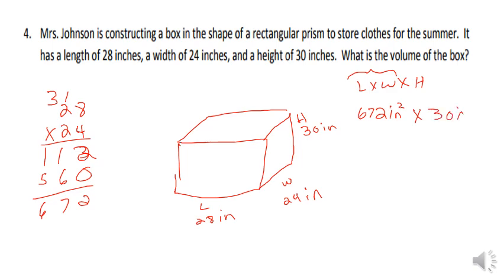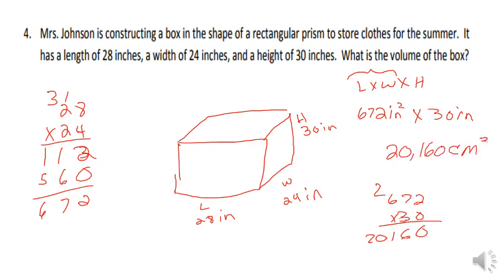So now I've got 672 times 30. We put our placeholder, 3 times 2 is 6, 3 times 7 is 21, and 3 times 6 is 18, and 2 is 20. So now we can see we have 20,160 cubed inches for the volume of the box.